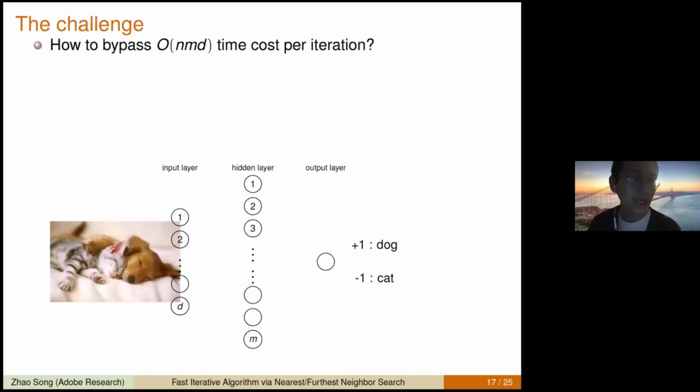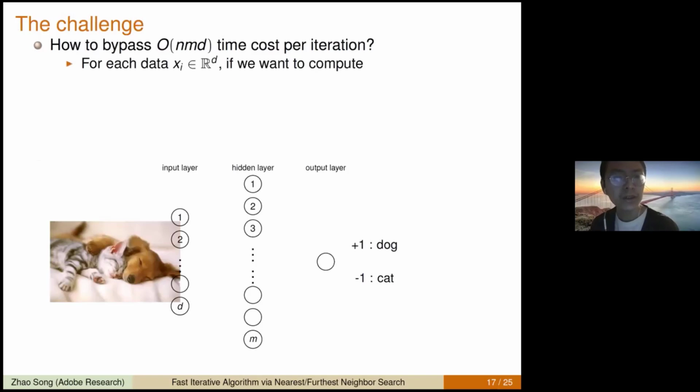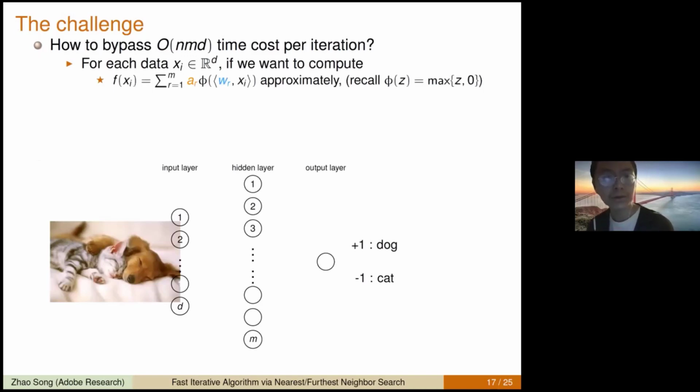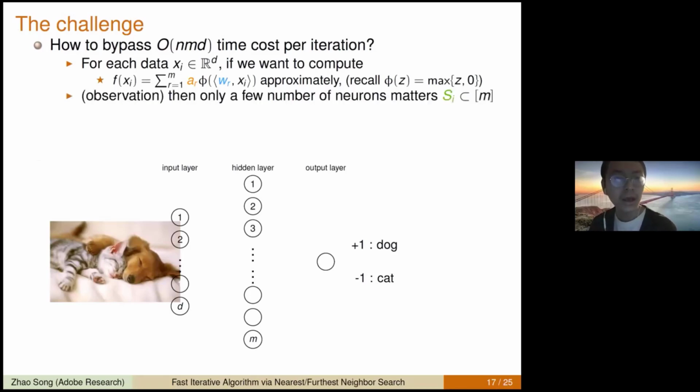Here I will tell you the challenge, why bypassing this barrier is very hard in theory. For each data point xi in R^d, if you want to compute f of xi exactly, you have to take md time. But if you only want to compute it approximately, we call phi of z some ReLU. The observation is that only a few neurons will be very important when you compute them. Say S_i is the set of important neurons, and their inner product will be huge, for example at least epsilon. And for the rest, their inner product may be 0.